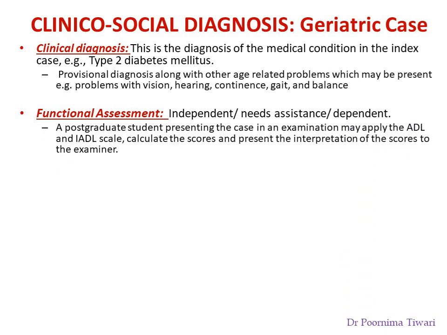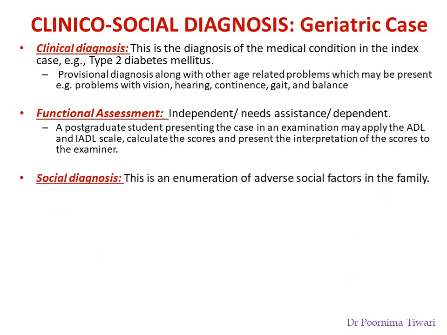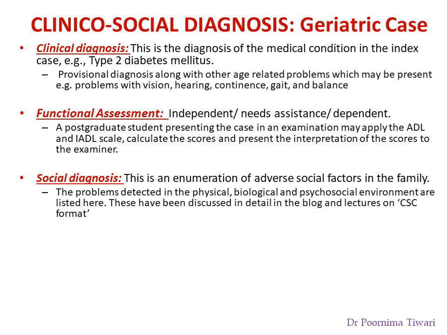As discussed before, the postgraduate student can assess the function using scales of activities of daily life and instrumental activities of daily life, and accordingly classify the elderly as independent, needing assistance, or dependent. The social diagnosis, as discussed in clinical social case format, is an enumeration of adverse factors found in the social, physical, biological, and psychological environment of the case and the family. So the problems detected in physical, biological, and psychosocial environment are listed here. These have already been discussed in detail in the lecture and blog on clinical social case format.